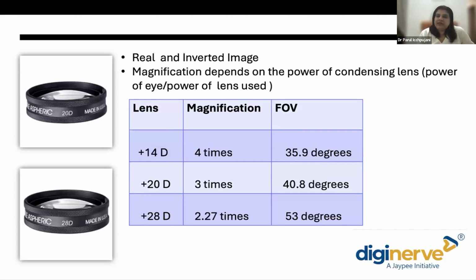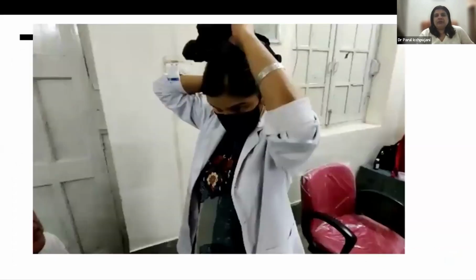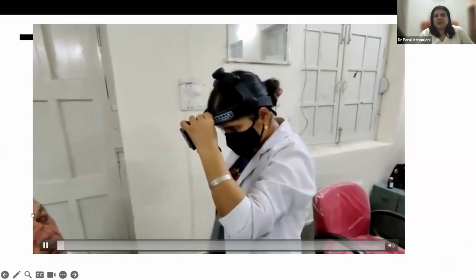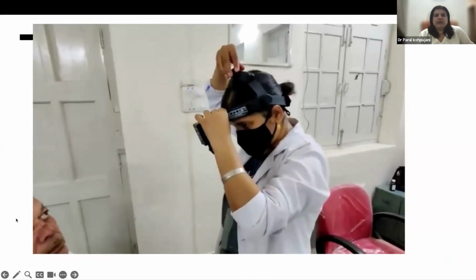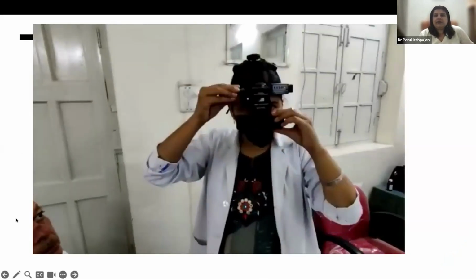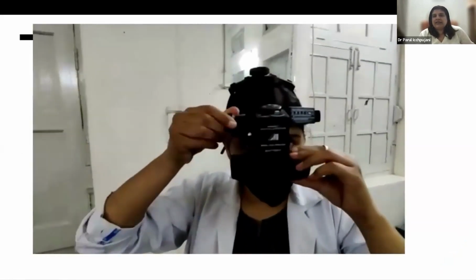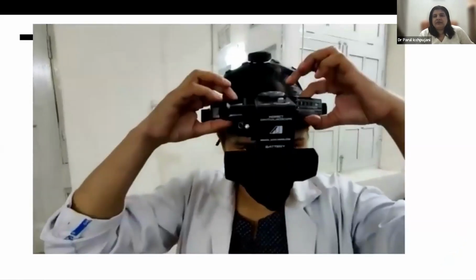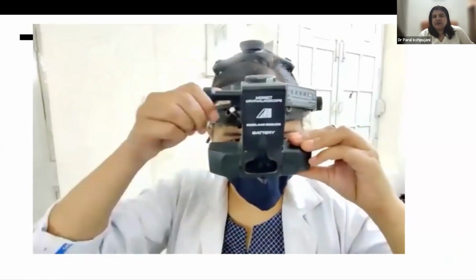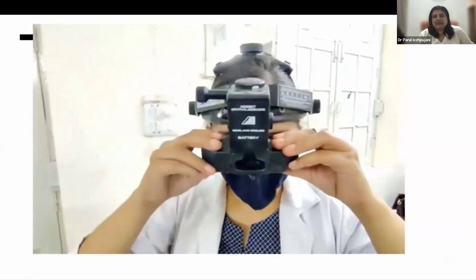Scleral indentation can be done either using a bud or it can be done using a special instrument called a scleral depressor. Now, this is again Dr. Talveer Sidhu doing an indirect ophthalmoscopy, and you can see she is wearing the indirect ophthalmoscope, adjusting the light, using the different apertures on the device.